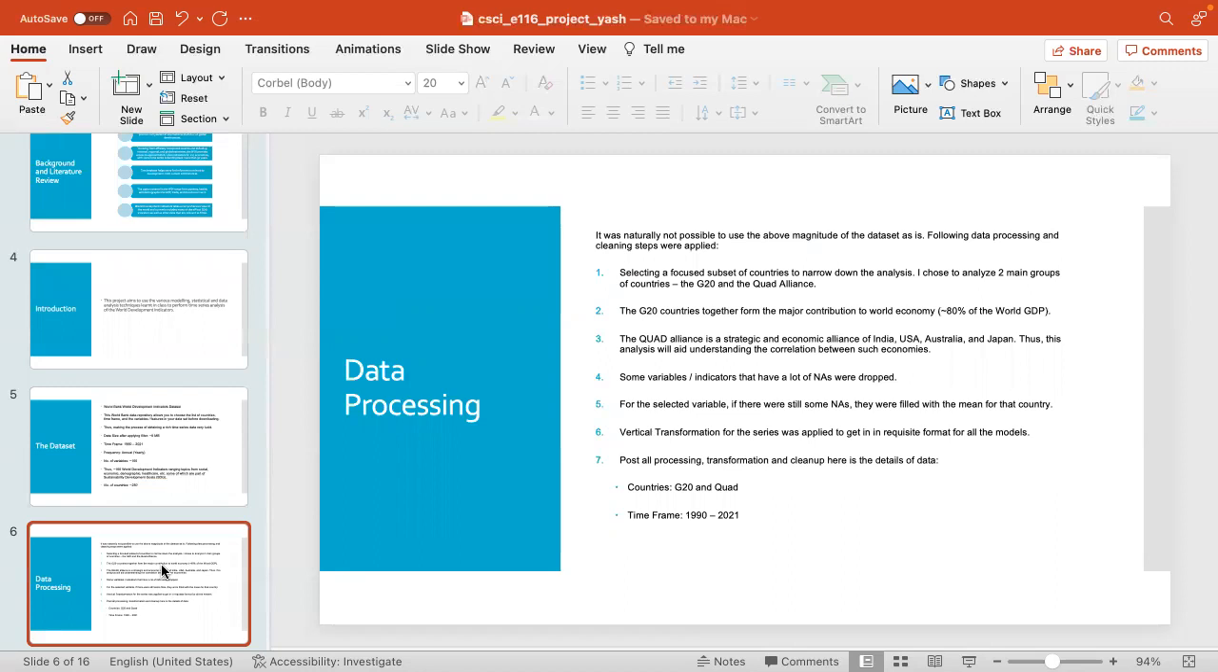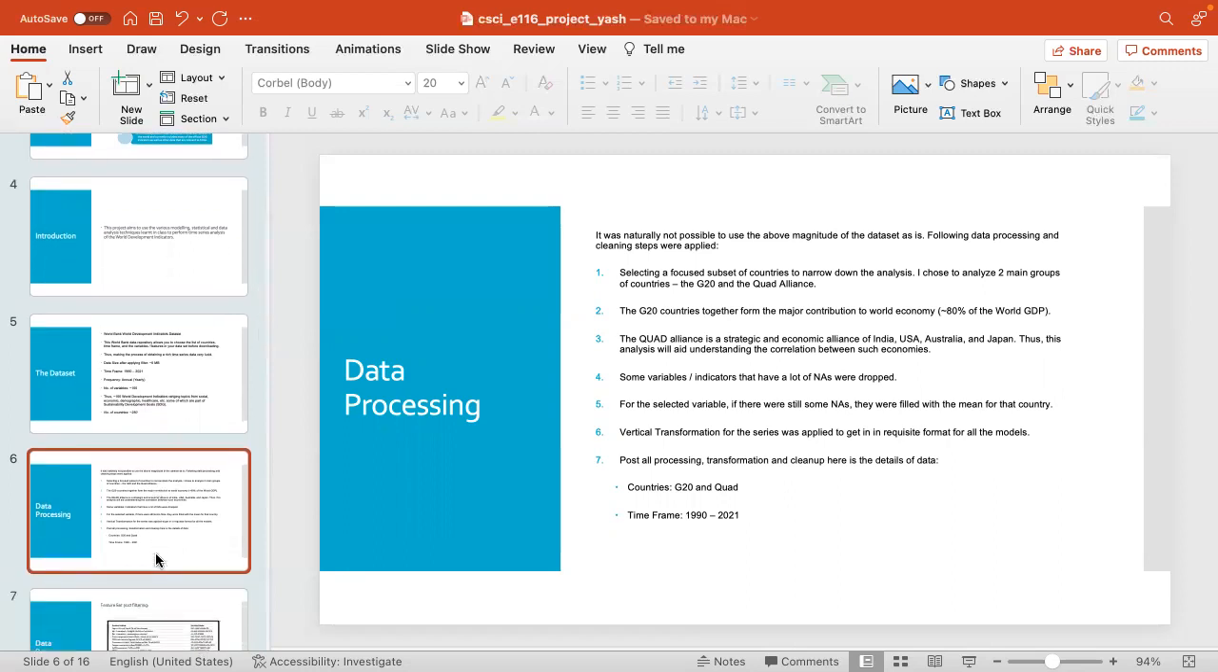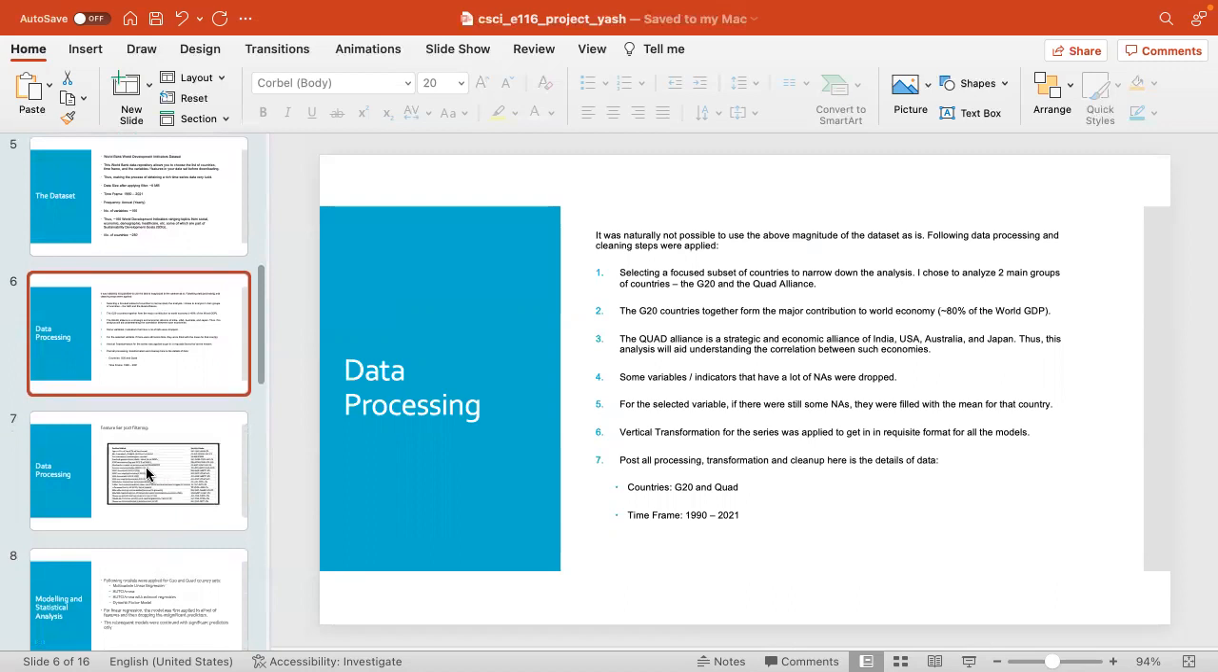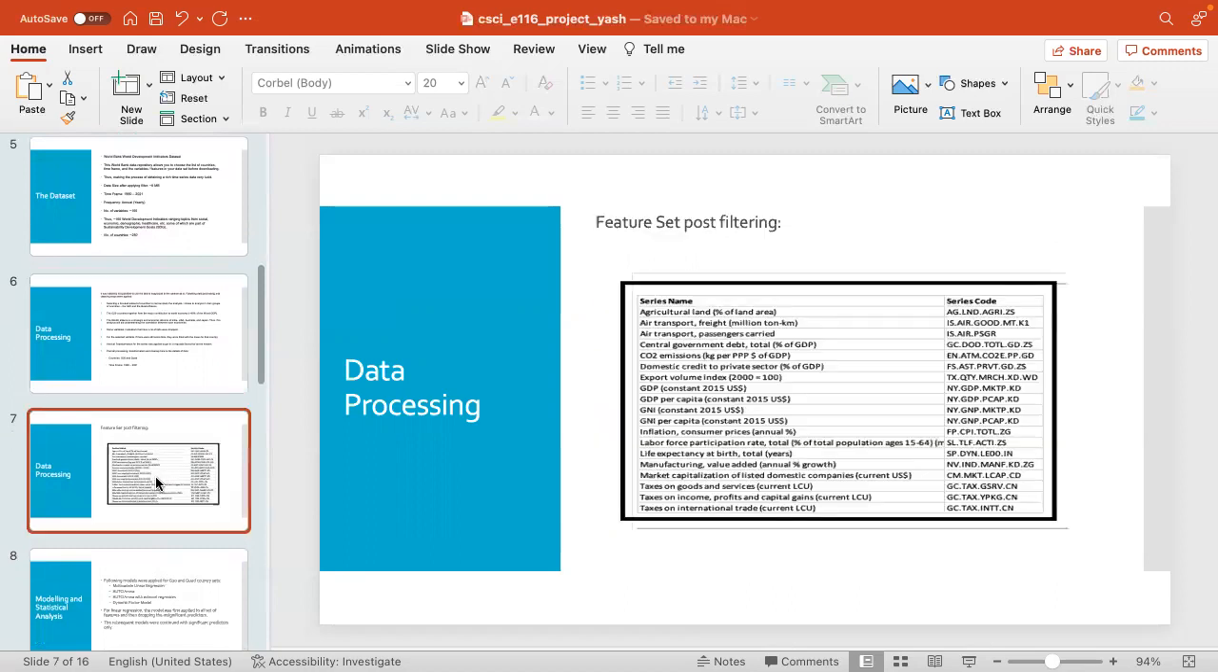Of course, I did some cleanup. The NAs were dropped wherever large NAs were seen for some years or for some variables. And after that, if some NAs were still left, I filled them with the mean, which is a standard technique for null filling, followed by a vertical transformation to get it in the right shape and form. And then all of that data set was saved after pruning.